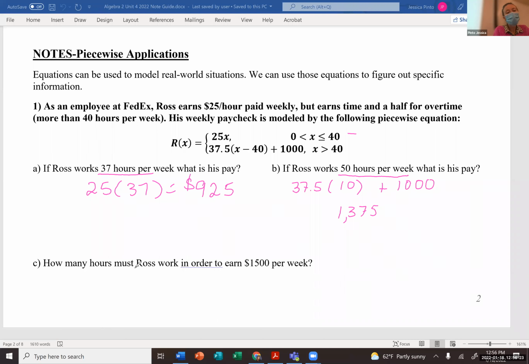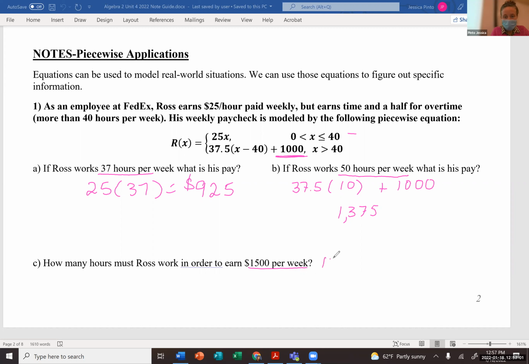And then for the last part, it says, how many hours must Ross work in order to earn $1,500 per week? Well, this is not an X value. We're trying to find out the number of hours. We have the number of dollars. So when we think of which equation to use, I see the plus 1,000 in this equation, which means I have to use this one. I can't use the previous equation because 1,000 is less than 1,500. If it was plus a number that was larger than 1,500, I wouldn't use that equation, but I'm going to use that second one.